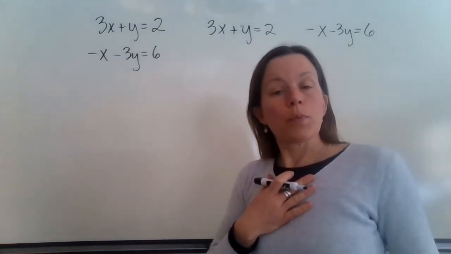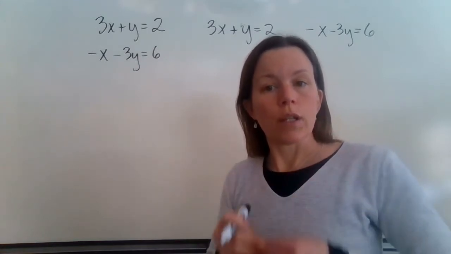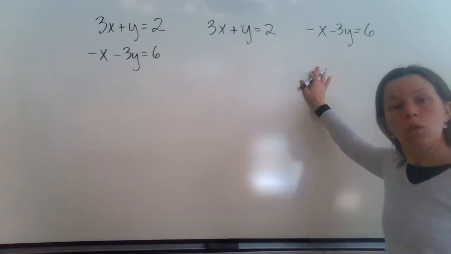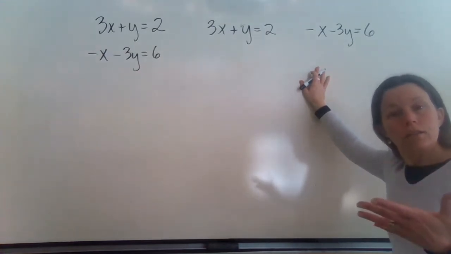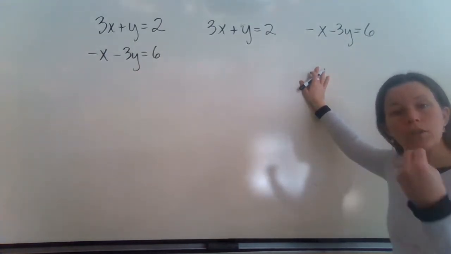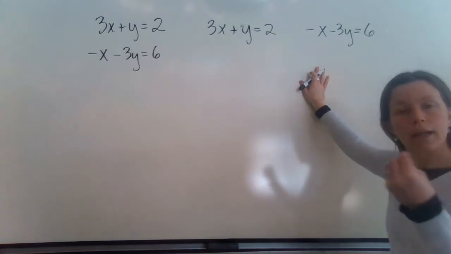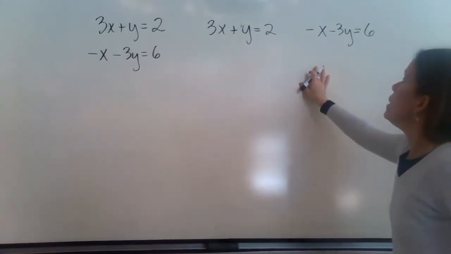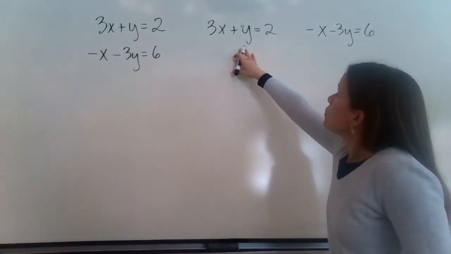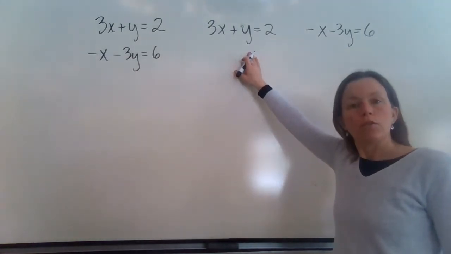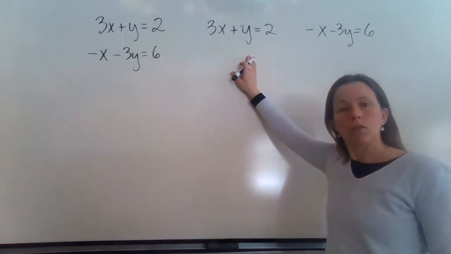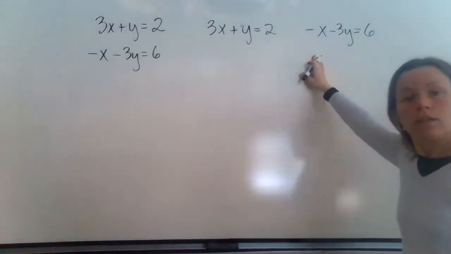What I'd like to do is solve them by substitution. In order to do substitution, I need one equation that is just a variable equals, just x equals or just y equals. So I need to isolate that x or that y. As I look at these two, this one would be easy to do. I could subtract 3x from both sides and get to y equals. This one, not bad either.